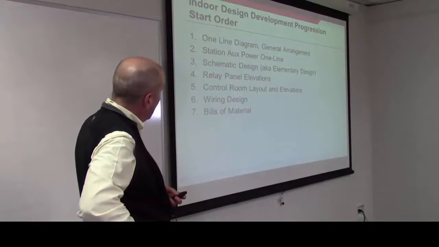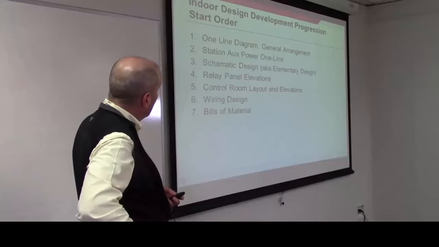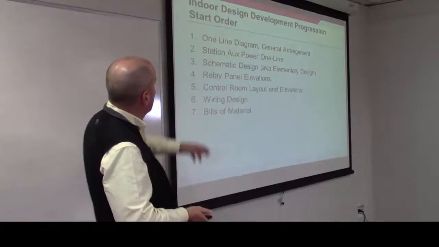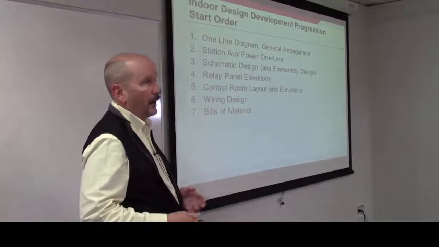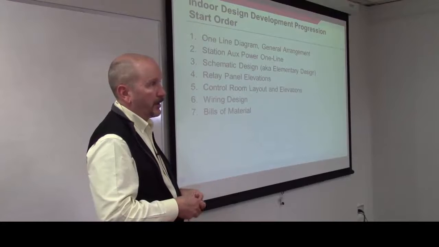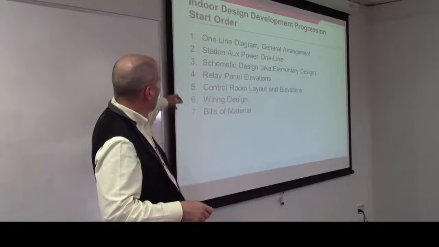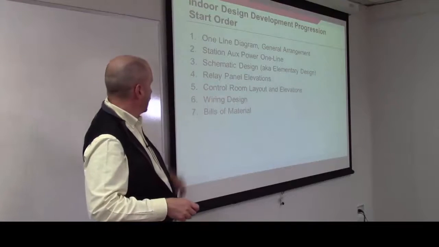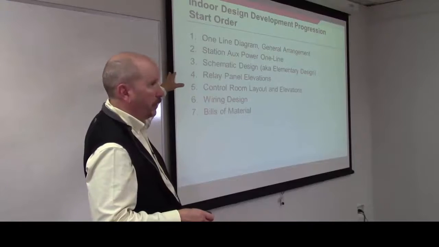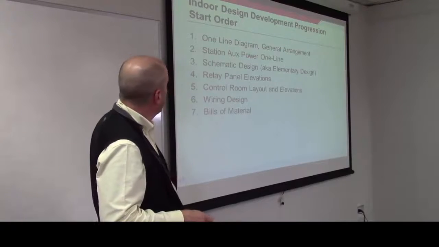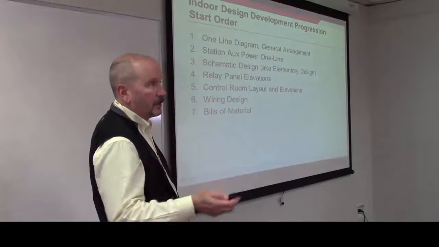And then schematic design's the real big thing. You'll also, at about that point, do your relay panel elevations. These things have to get done so that you can buy the relay panels and also buy the larger things in your control building, your battery charger, and that sort of thing. And then that all comes out in your control room layout and elevations. Once you have all of that and it's been reviewed, particularly the schematic design, you next do wiring diagrams and bill of materials. Okay, and that's the indoor design.